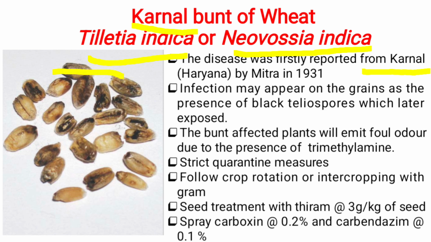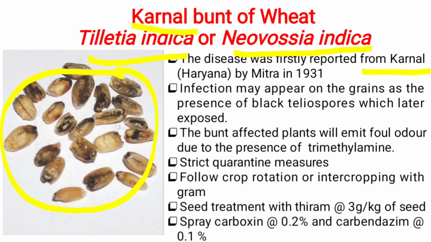Here you can also see this is also an externally seed-borne disease, where it particularly affects the seeds, right? So the major symptoms of this karnal bunt of wheat include that the infection may appear on the grains as the presence of black teliospores, which get exposed at a later time. The bunt-affected plants will emit a foul odor due to the presence of trimethylamine, right?